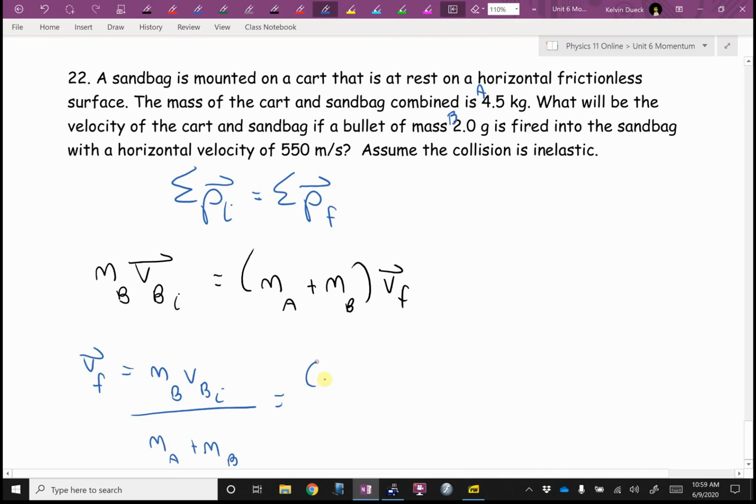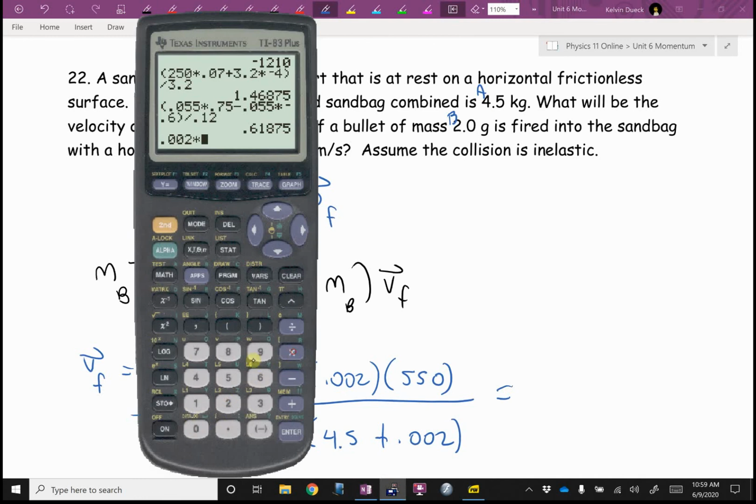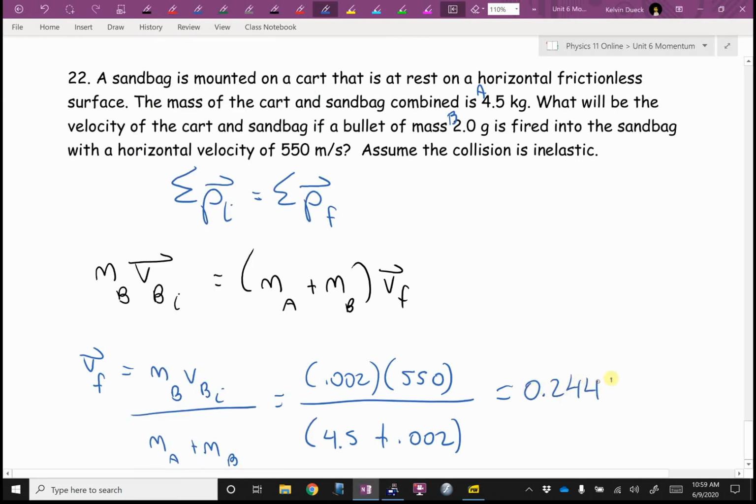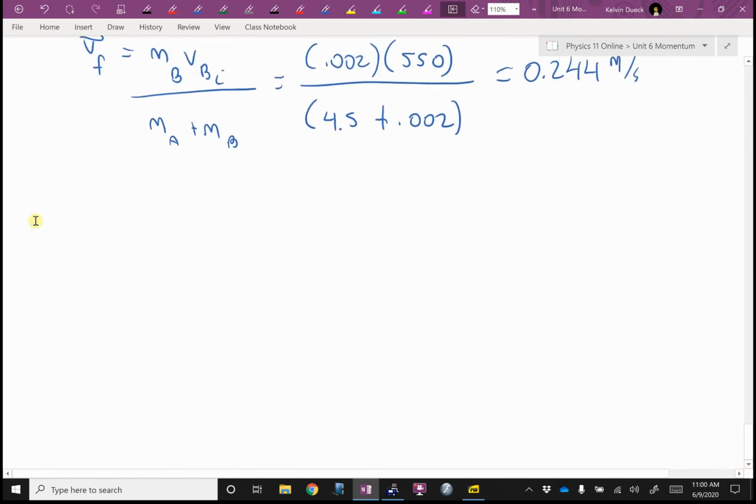Mass of the bullet, 0.002, because it's grams, so that's 0.002 kilograms. 550 meters per second. Divided by 4.5 plus 0.002. And I get 0.244 meters per second. They said velocity. I don't see a directional component here at all, so forwards, in the same direction as the bullet. On a test, I would give you a clear direction in this question. So there's an example of a collision where the objects stick together.